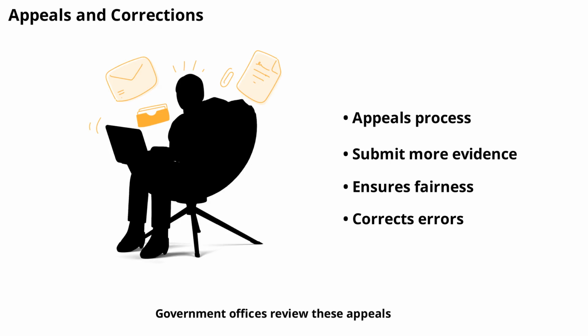Government offices review these appeals carefully to ensure fairness and transparency. Corrections to records can be made if new, verified information is provided. This process helps maintain trust in the system and ensures that errors are addressed promptly.